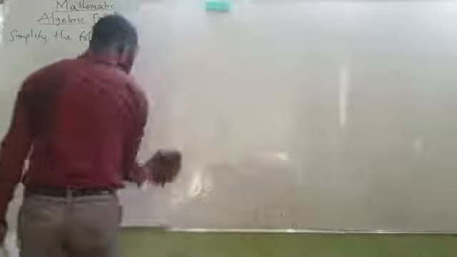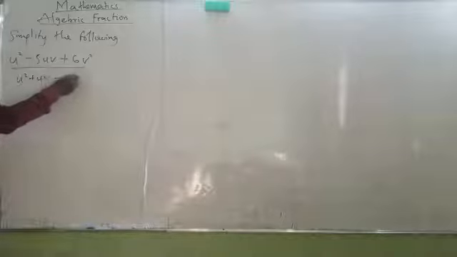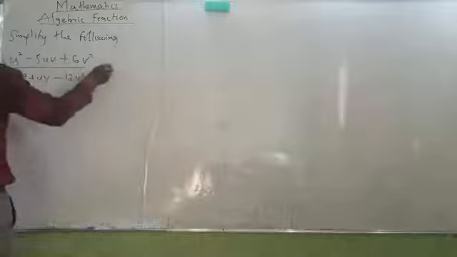Okay, permit me to write some questions down. Look at this question. I have some questions there. Also, we have u squared minus 5uv minus v squared divided by u squared plus uv minus 12v squared. That is number 1.